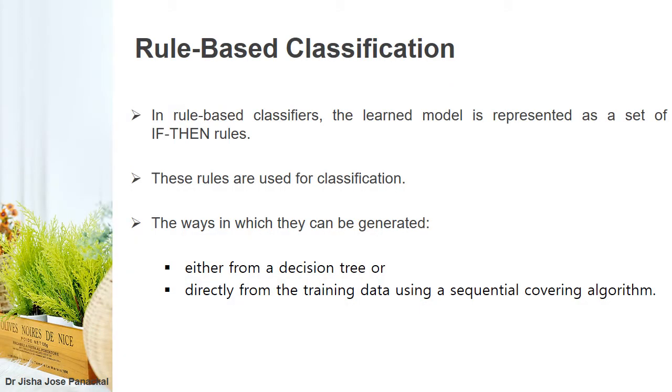First, we will discuss rule-based classification. In rule-based classifiers, the learned model is represented as a set of if-then rules. If-then rules are used with programming languages, and we can simply create rules using this particular format. These rules are then used for classification. There are two ways in which we can generate the rules. It can be either from a decision tree or directly from the training data using a sequential covering algorithm.